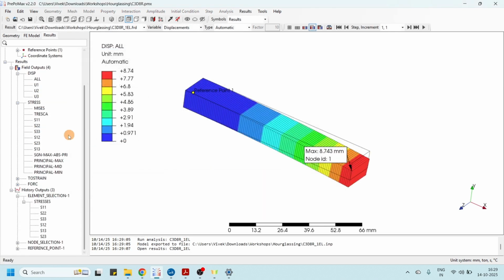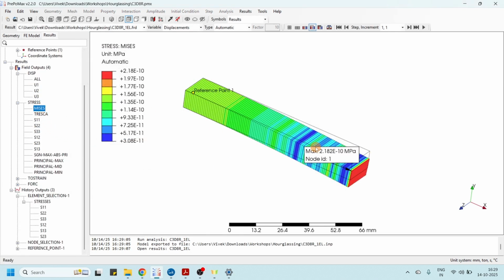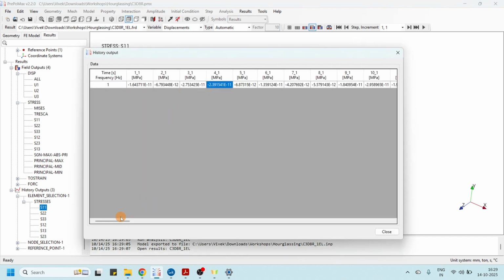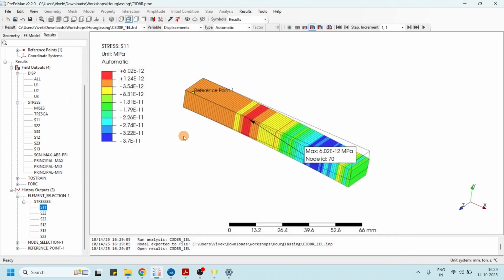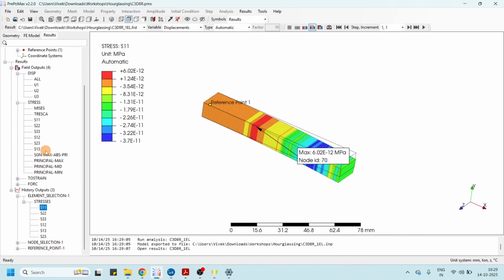Let's see the results. So we see the von Mises stress is 0. Similarly, the stress component S11, the bending stress, is also 0. Shear stresses are supposed to be 0, so that is fine. But we are also seeing bending stresses as 0. These are nodal outputs. Let's see integration outputs. They should also be 0. So we see it is 0 stresses everywhere, 0 bending stresses. So this is hourglassing.